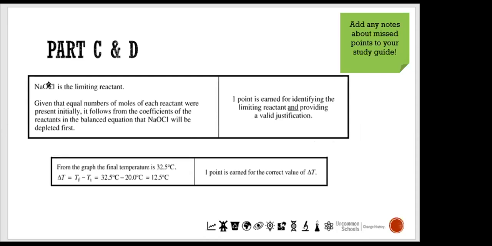Here we go. Here's our limiting reagent. And then here's a verbal justification. This is all based on the mole relationship here. For your final answer, 12.5 degrees Celsius, it needs to be 12.5 degrees Celsius. 12 degrees Celsius or 13 degrees Celsius is not enough. You need to use the proper number of significant figures here.